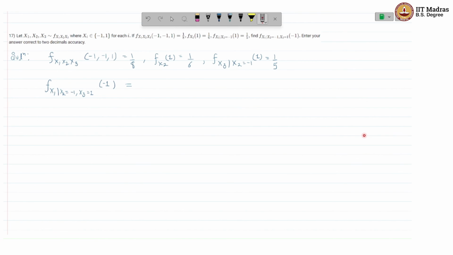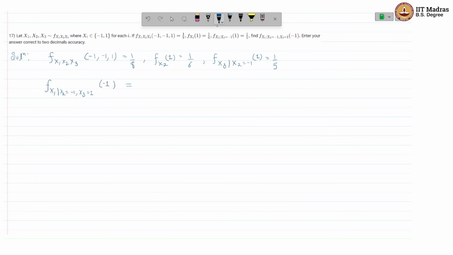If the joint that x1 is equal to -1, x2 is equal to -1 and x3 is equal to 1 is equal to 1 by 8, and marginal x2 is equal to 1 is equal to 1 by 6, and conditional x3 is equal to 1 given x2 is equal to -1 is 1 by 5, then we have to find the conditional that x1 is equal to -1 given x2 is equal to -1 and x3 is equal to 1. For finding the required conditional probability, that is f of x1 is equal to -1 given x2 is equal to -1 and x3 is equal to 1.